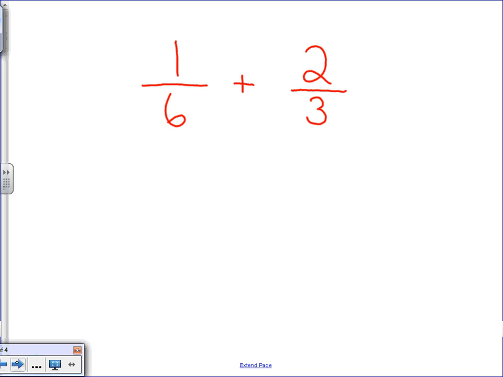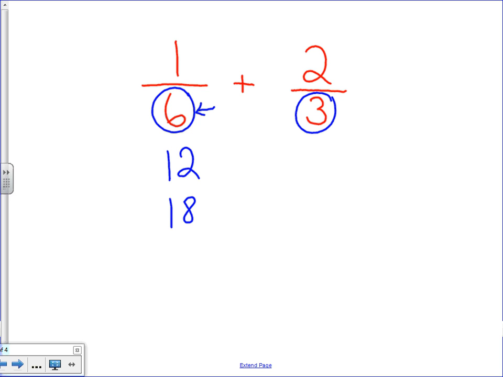Here's our first problem. You'll notice that it says 1/6 plus 2/3. If you're looking at this problem, you notice there's something unlike about these two. Class, do you know what is unlike? If you said 3 and 6 are unlike, you're correct. So we must make 3 and 6 common, and the way you do this is you list out their multiples. 6 times 1 equals 6. But what if we multiply times 2? If you said 12, you're correct. And if you said 18 for the next one, you're correct.